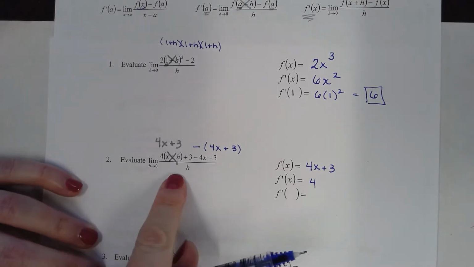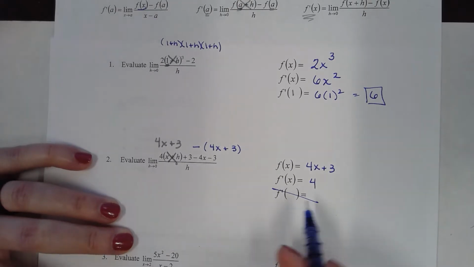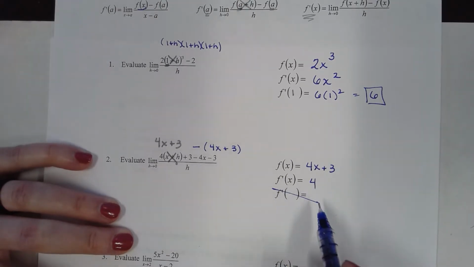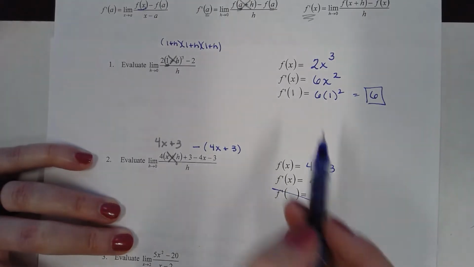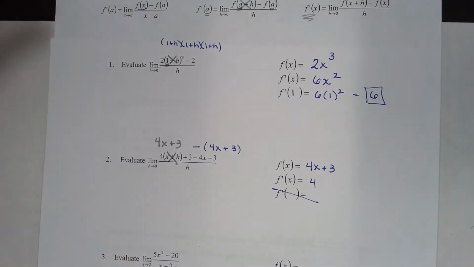And this definition is not asking for the derivative at a point. You don't have to do that. This just wants the derivative anywhere. So that's a 4. As opposed to the previous example, they wanted the derivative at 1. Okay.